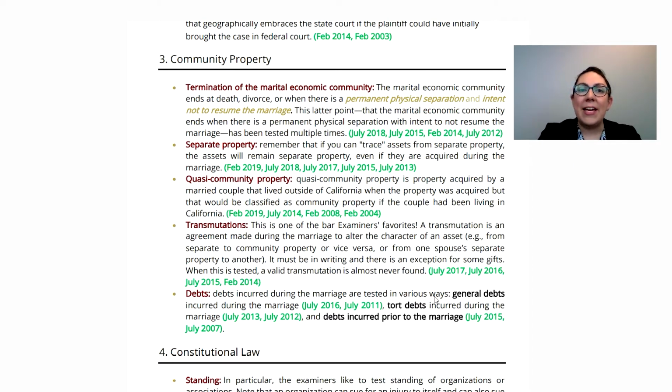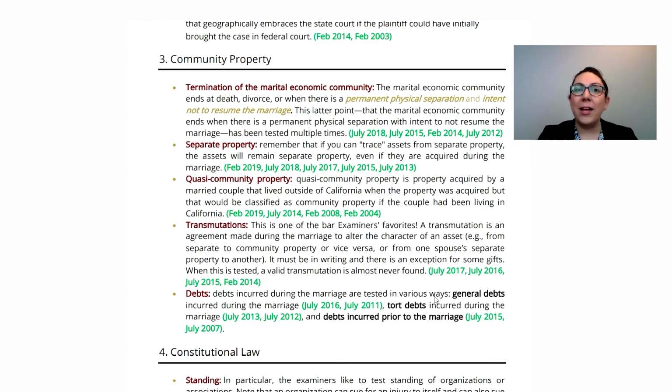Community property is an essay that has a pretty distinct format whenever California tests it. What they typically give you is this fact pattern of a husband and wife who've been married for a while, they're getting a divorce, and they identify a number of items of property that need to be divided at the divorce, and it's your job to say who gets what.